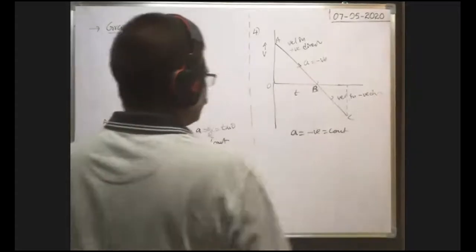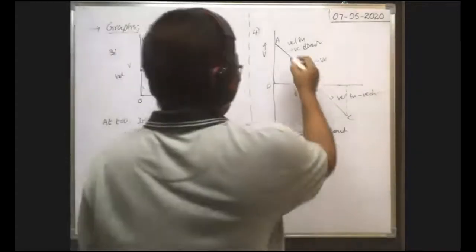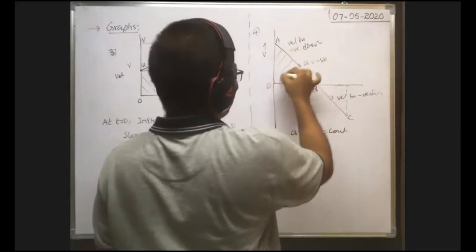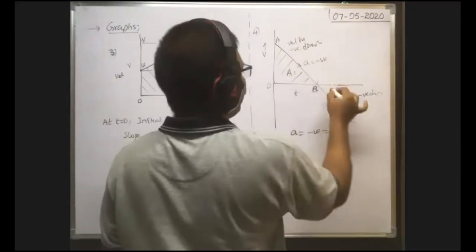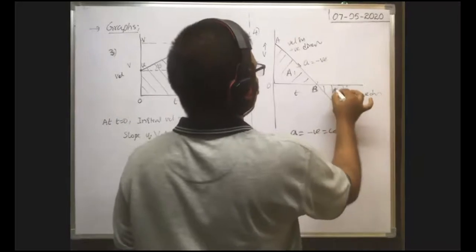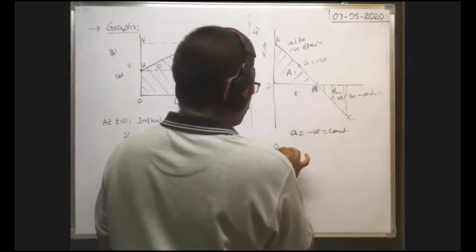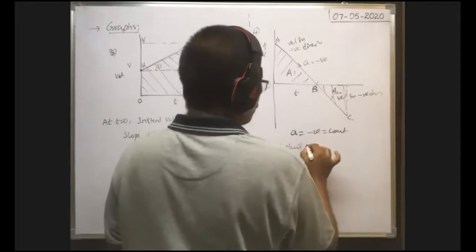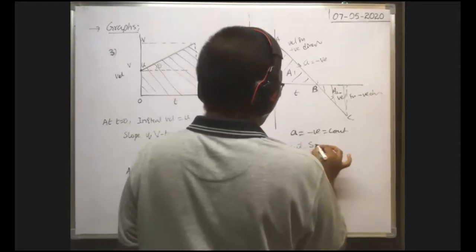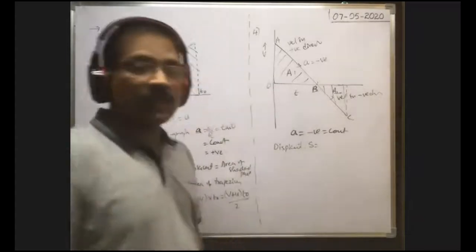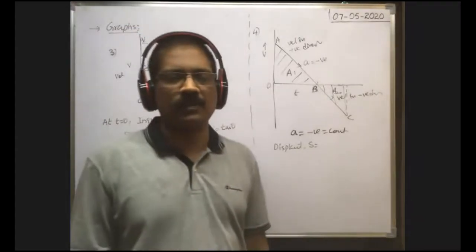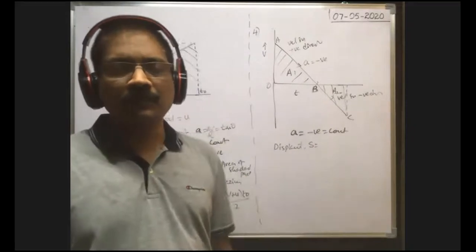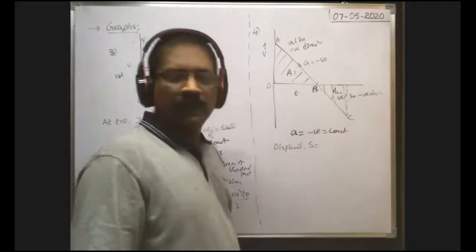You tell me. Here, the area bounded by this graph with the x-axis, say A1. The area bounded by this graph, say A2. Now what is the total displacement of the body? Displacement S is equal to what? Area under the velocity-time graph gives displacement, no? Okay, very good.